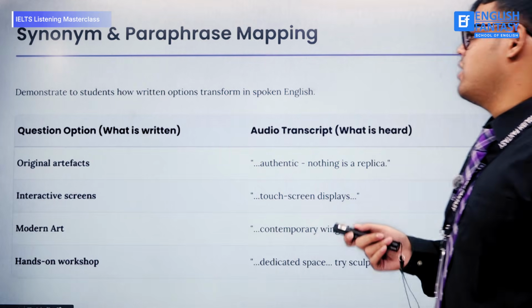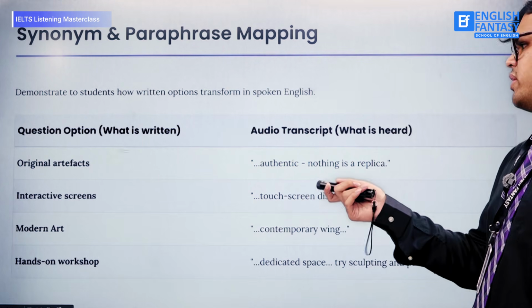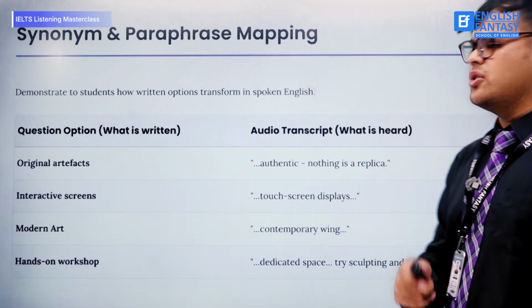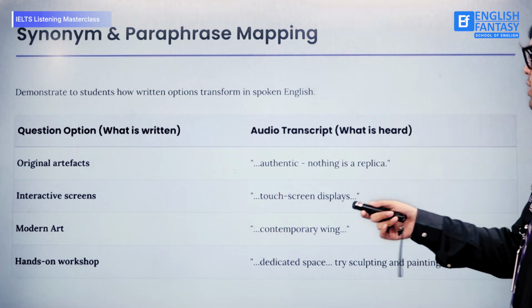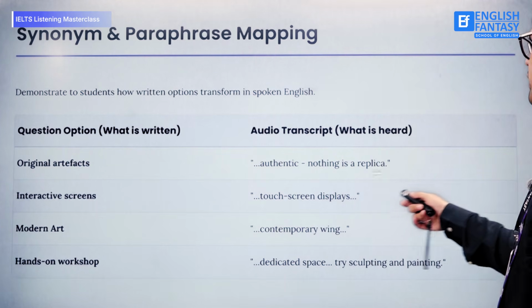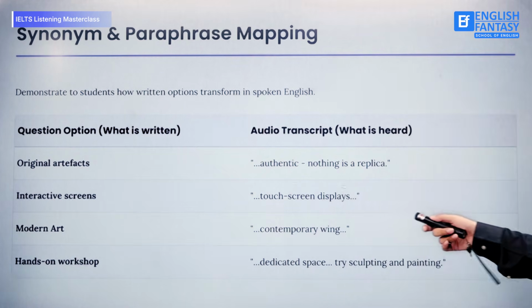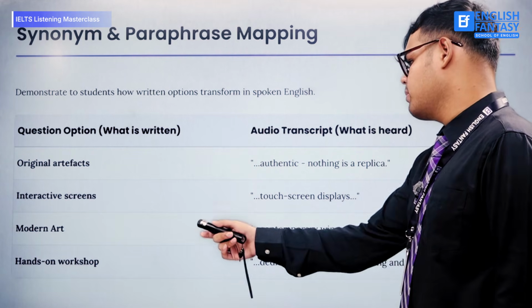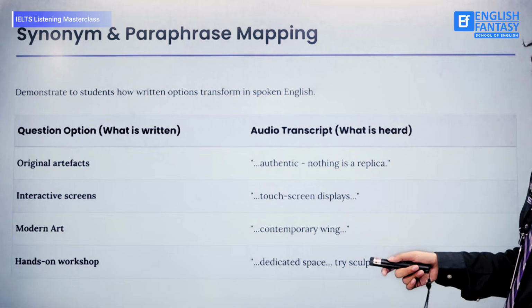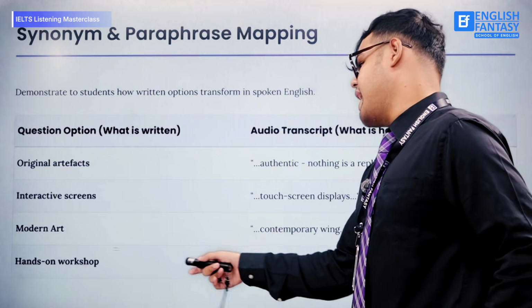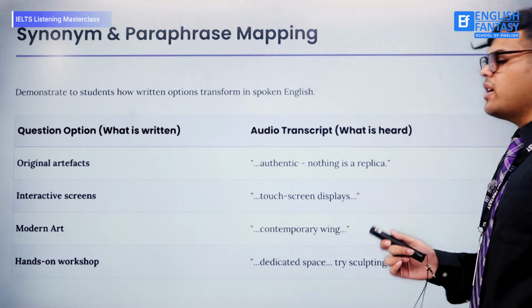So if we look at the synonyms and paraphrasing mapping, question option, what is written, and audio transcript, what you will listen to. Original artifacts, authentic, nothing is a replica. So this is the section you need to be aware of when you listen to the audio. Interactive screens matches touch screen displays, because screens and displays are the same thing. Modern art, contemporary wing, because they mean the same thing. And lastly, hands-on workshop matches with dedicated space, try sculpting and painting, like we discussed before.